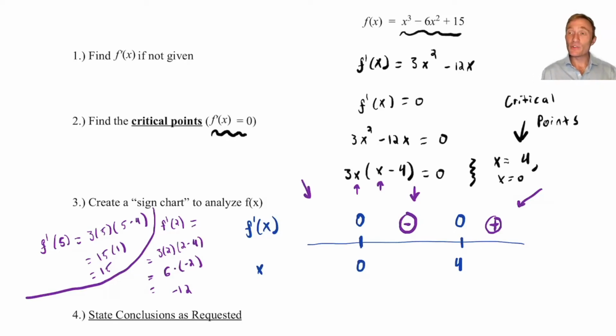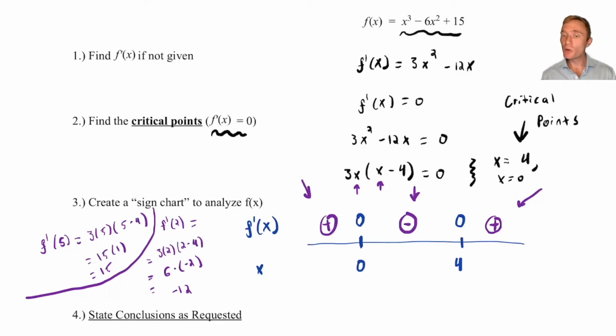Finally, if you go below 0, well, then both parts are negative. Say you do negative 1. You'd have 3 times negative 1 is negative 3. Negative 1 minus 4 is negative 5. Negative 3 times negative 5 is positive 15. So you have a positive derivative there.